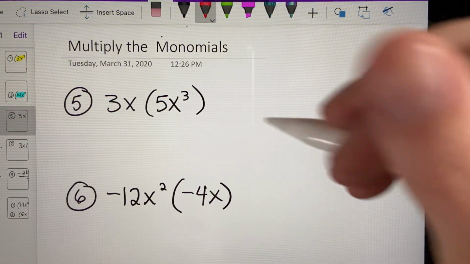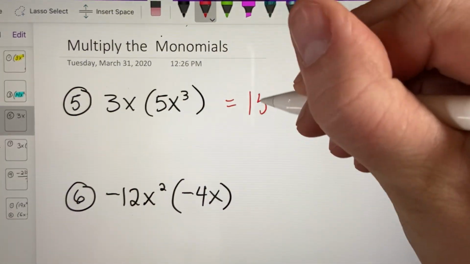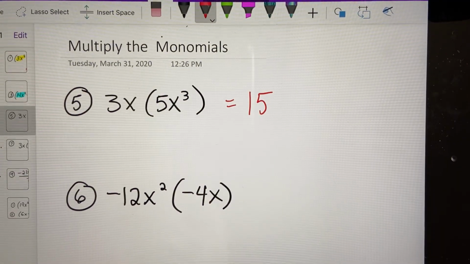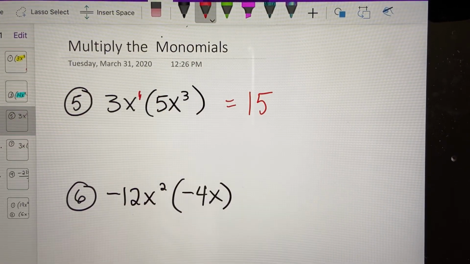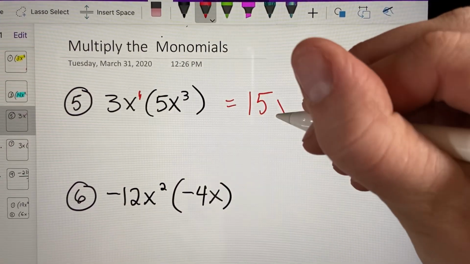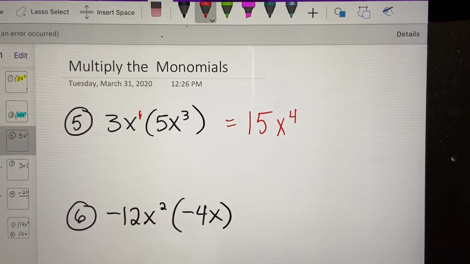3 times 5, that would be 15. And then add the exponents. This x technically has a 1 here, so that would be like 1 plus 3, so that makes this x to the fourth, 15x to the fourth. That one's pretty simple.